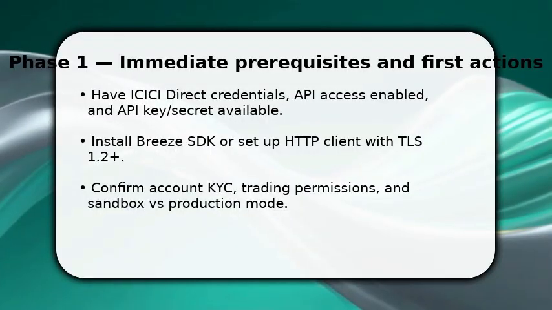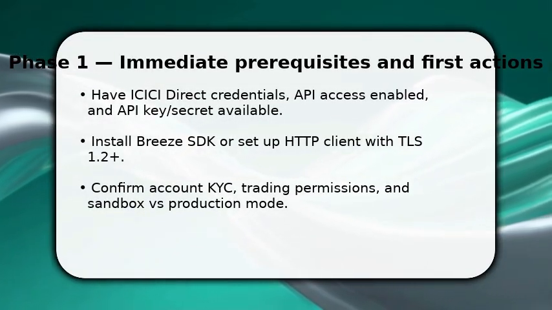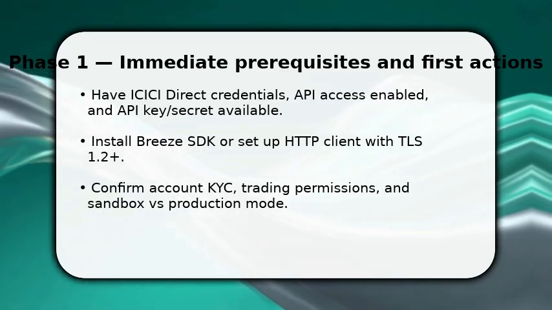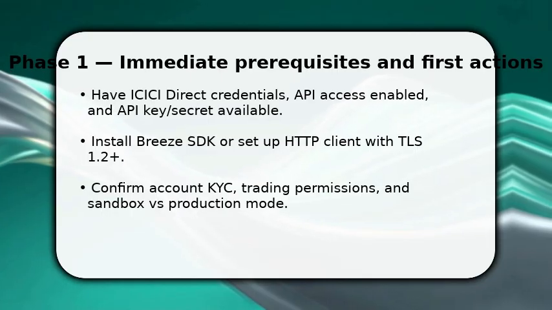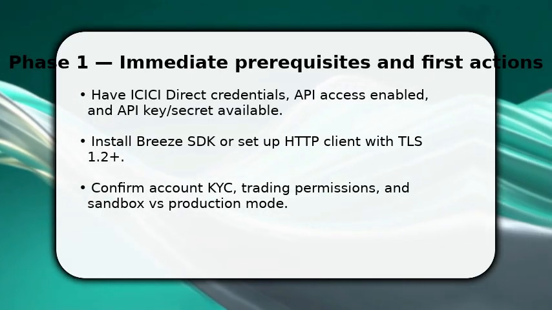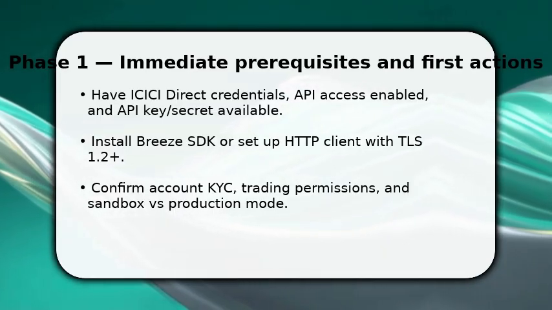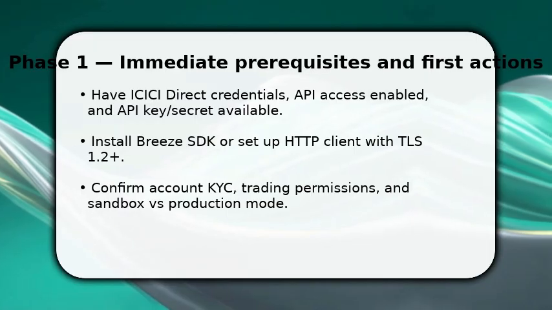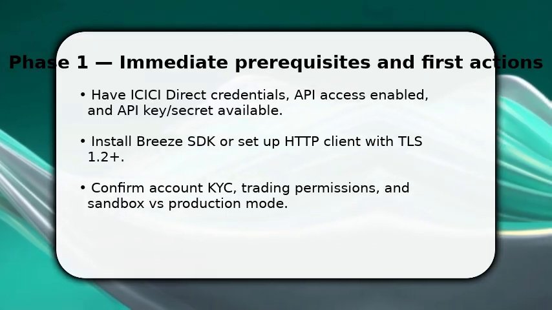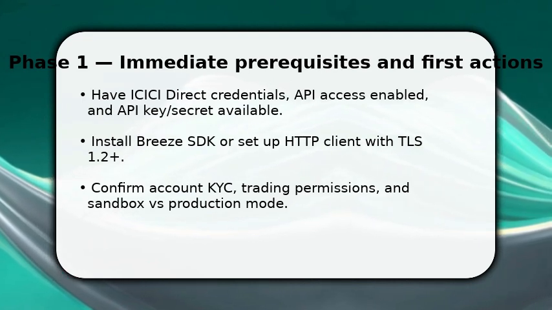You start by verifying prerequisites. Confirm your ICICI Direct trading account, KYC, and API access. Once done, generate the API key and secret in the portal and store them securely. Make sure you choose Sandbox for initial testing so you don't risk real funds. Then install the Breeze SDK or prepare an HTTP client that supports TLS 1.2 or higher. This step gets you authenticated and ready to call endpoints. It's the foundation for all subsequent trading actions.